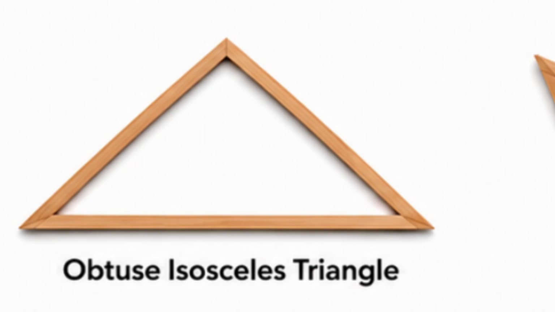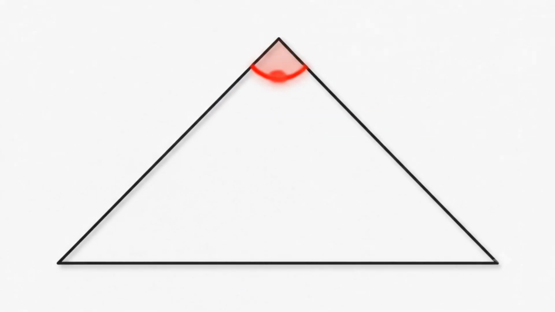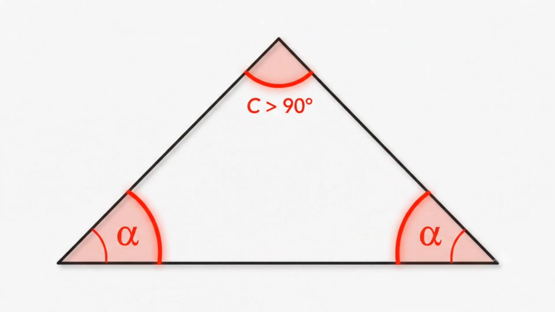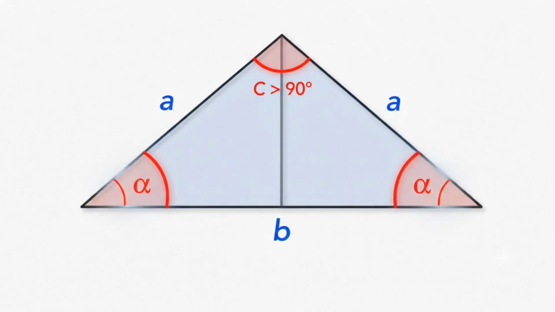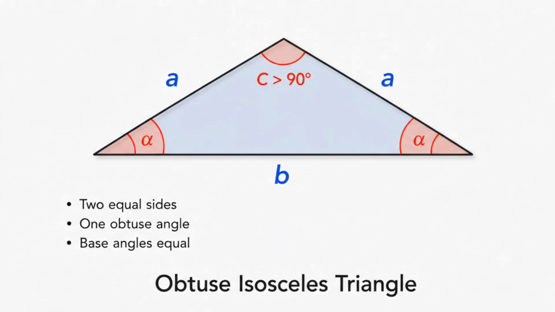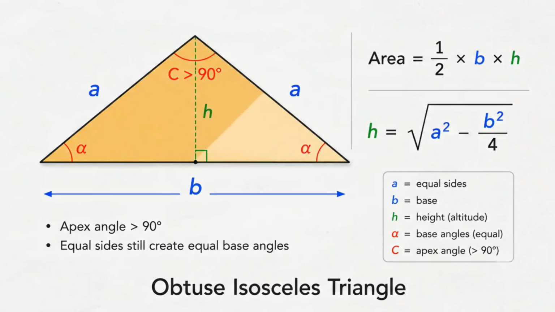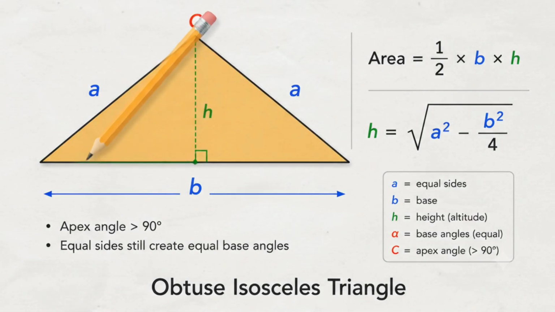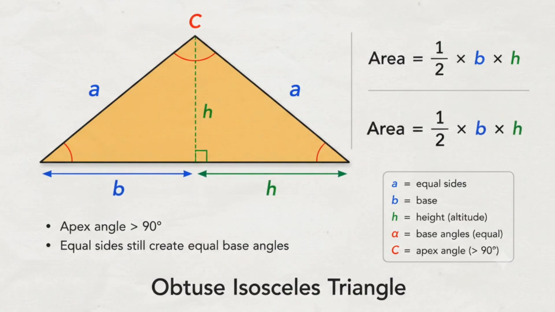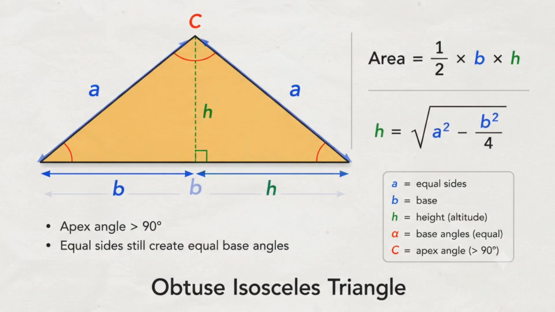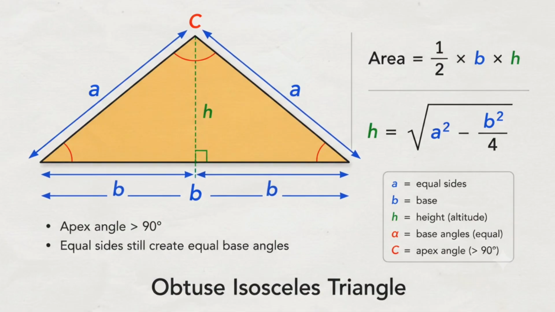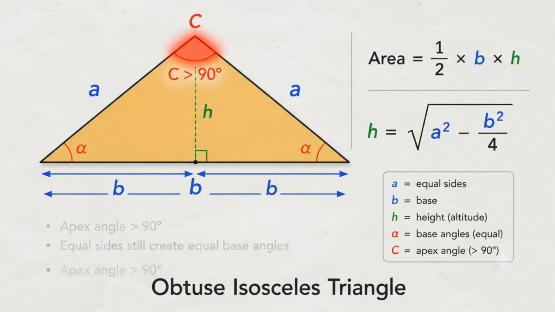Obtuse isosceles triangle. An obtuse isosceles triangle also has two equal sides, but the angle between them is greater than 90 degrees. Even with a wider apex angle, the two base angles remain equal. If the equal sides are A and the base is B, the perimeter is P equals 2A plus B. The area is 1/2 times B times H, and the height is H equals the square root of A squared minus B squared over 4. This shape appears in geometry whenever symmetry and wide angles are required together.